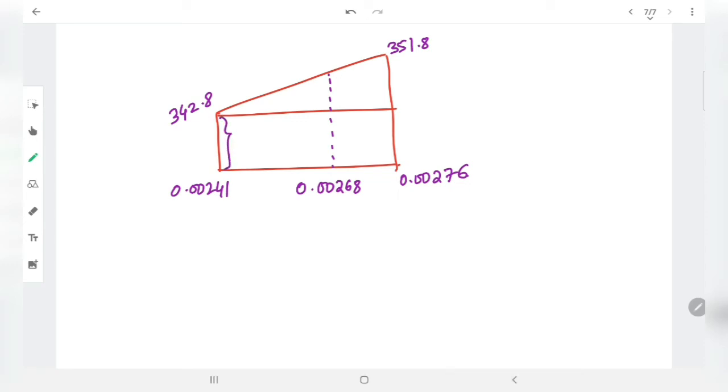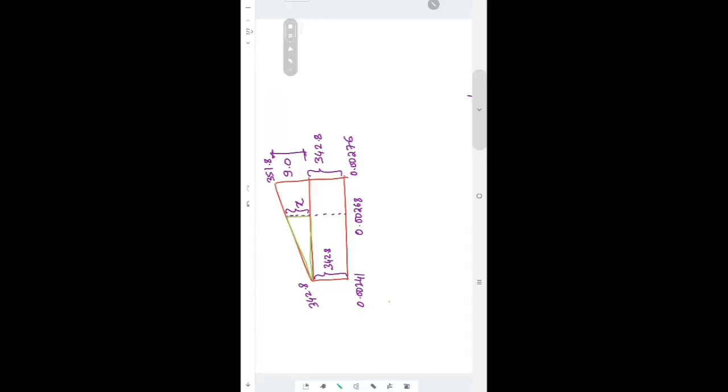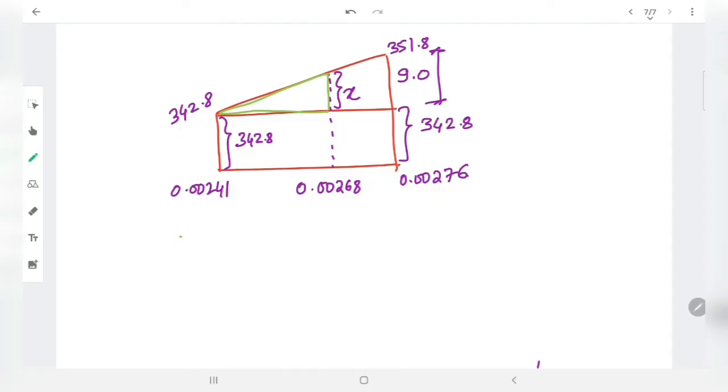If it is 351.8 here, obviously this is also 342.8, and this is the unknown value. The difference from here to here is 9.0. So here we have two triangles. This is the first triangle, and this one is the second triangle. Here you can see the two different triangles.